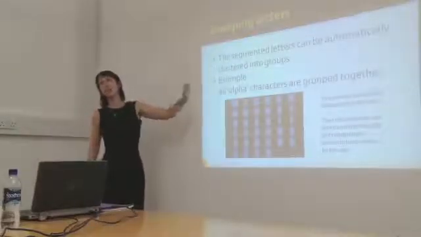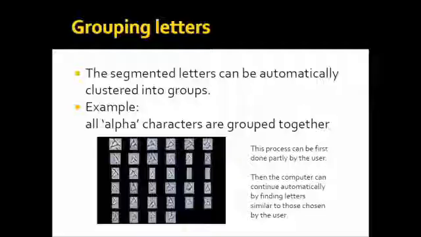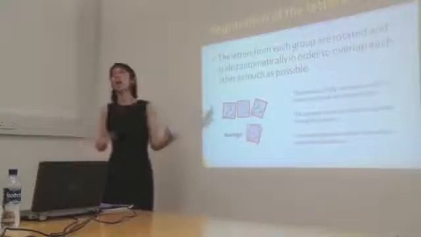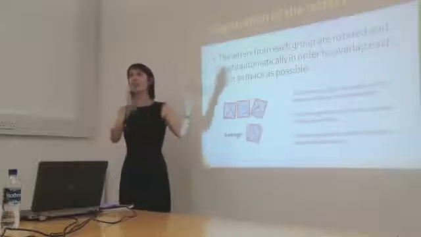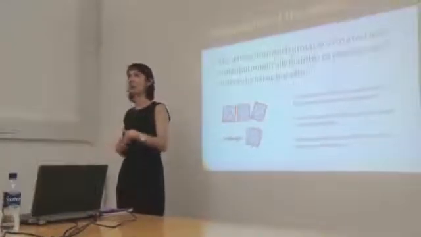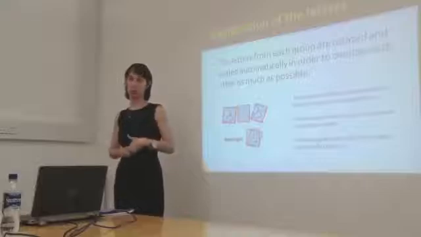And then again, automatically the computer can cluster all the similar letters into groups. So for example, here, all the alphas. Again, if it requires training at first, you may need to do it manually, but then it can be done automatically. Why is that important? Why would someone need to segment the letters and then cluster them into groups? Why go into so much trouble?